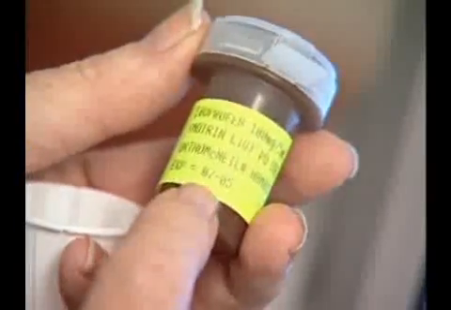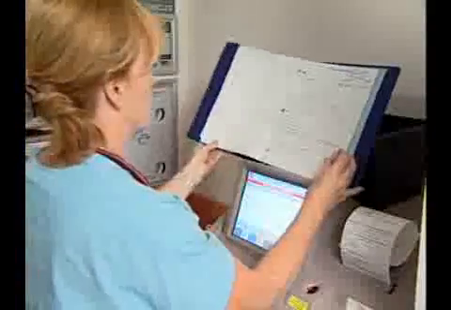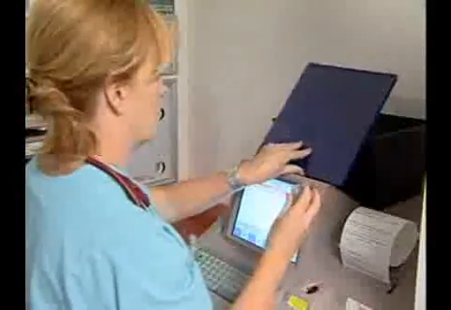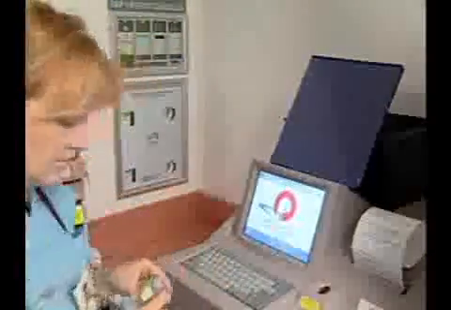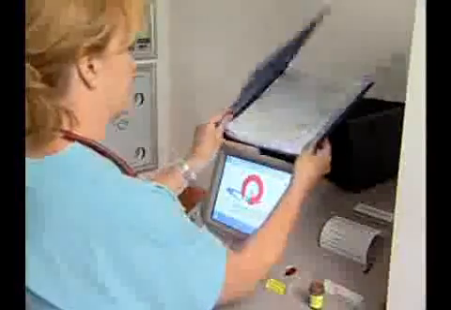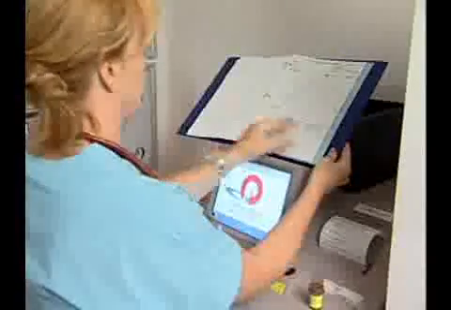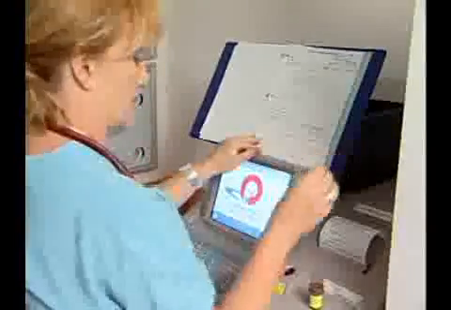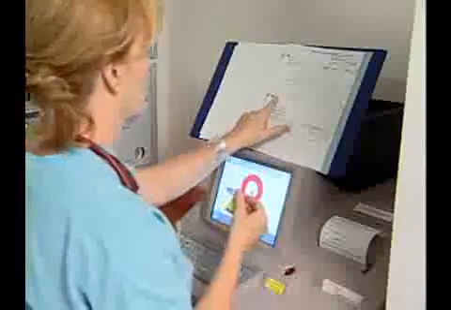Check the drug expiration date on the medication label. Do not administer medications that have expired dates. And third, the nurse again cross-checks the MAR after administering medications to the patient before discarding the container.